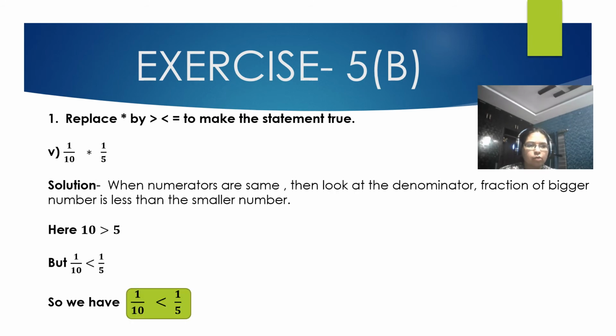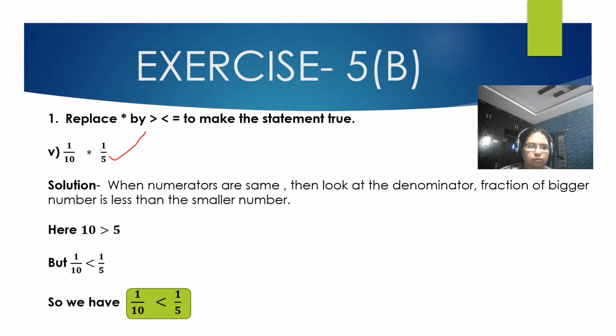Now we have to solve question number 5(b): 1 divided by 10 star 1 divided by 5. Here the numerators are equal. Both have the same numerator, that is 1. When the numerators are the same, then look at the denominators. The fraction with the bigger denominator is less than the fraction with the smaller denominator.